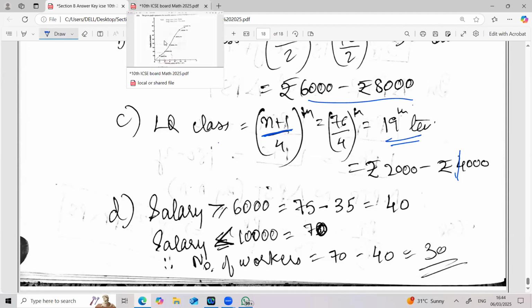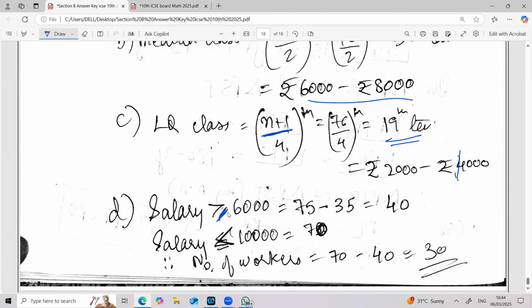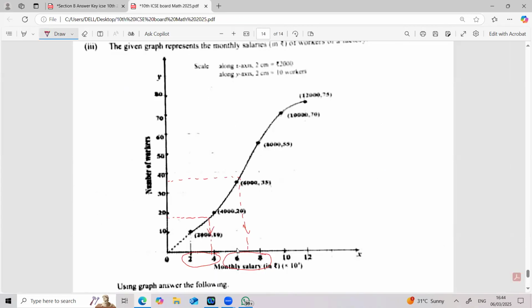Tell us the number of people who are earning greater than or equal to 6,000 rupees, but less than 10,000 rupees. So first I'll do greater than or equal to 6K. Okay. Oh, it's mentioned here, 35, right? So what we will do is 75 minus 35. What is 75 minus 35? 40. 40 people, okay, they are getting a salary more than 6,000.